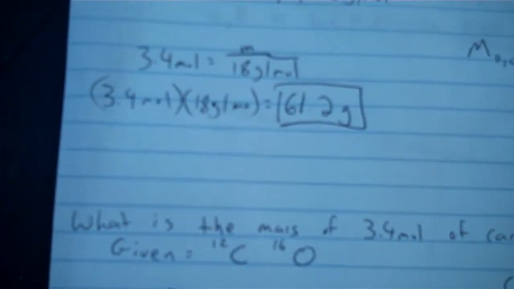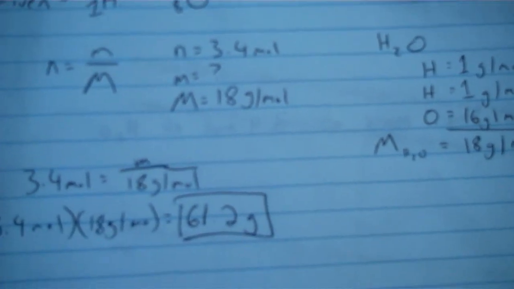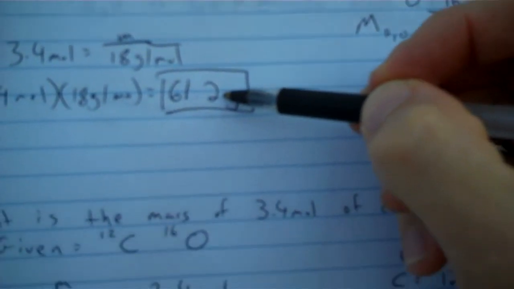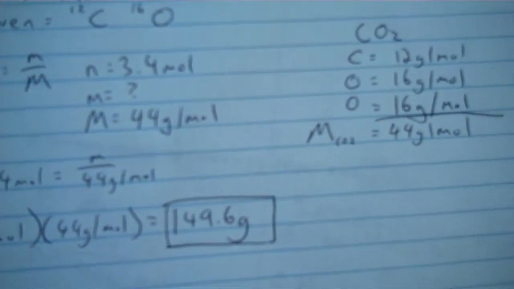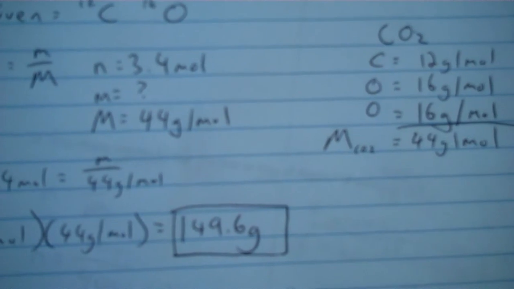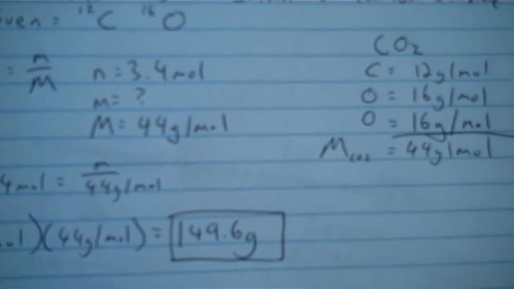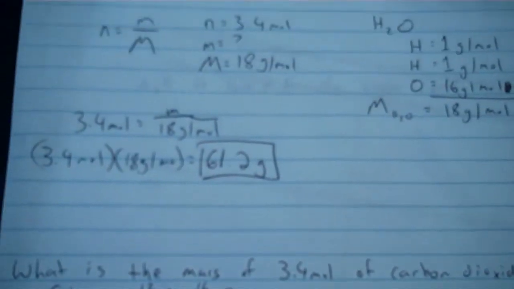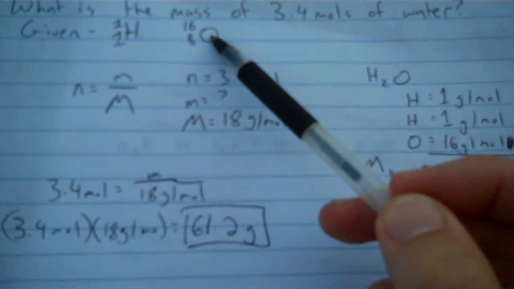So we compare to the first question, water. 3.4 moles of water has a mass of 61.2 grams. 3.4 moles of carbon dioxide has a mass of 149.6 grams, which is much higher, and that just tells us that carbon dioxide is a molecule that has more mass than water. And that makes sense because water is made up of 2 hydrogens and 1 oxygen.